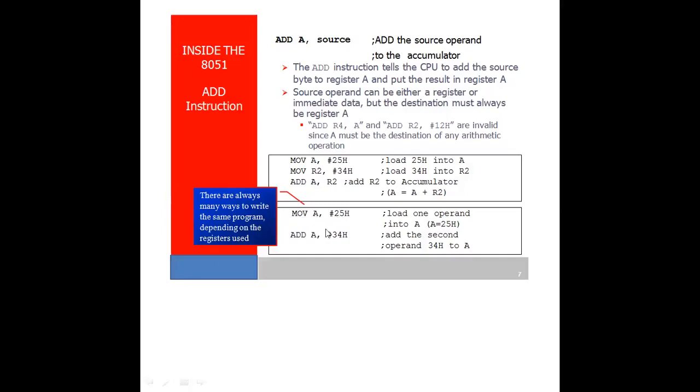So move A, comma #25 means 25 will be loaded as it is immediate data. It will be loaded inside the accumulator. After that, it will execute the instruction add A, comma 34 hex. Means 34 hex is now the immediate data, and it will be added with the value which is stored previously inside the accumulator, and the result will be stored in the accumulator. So what is the result inside the accumulator? It will be 25 plus 34H.